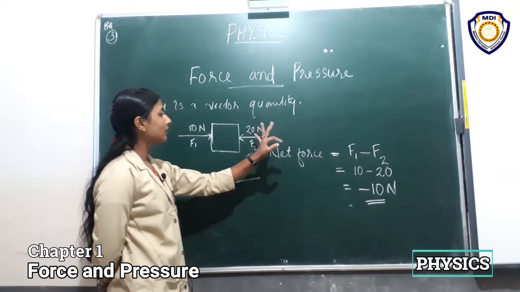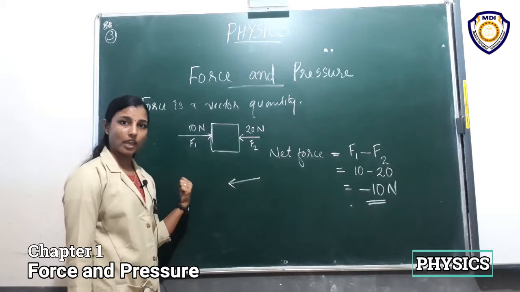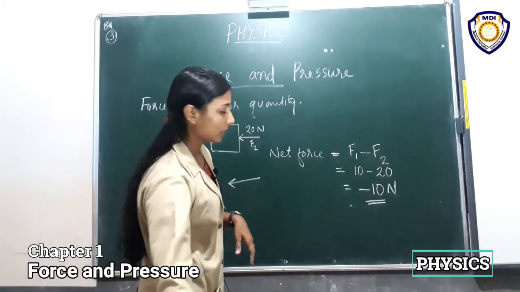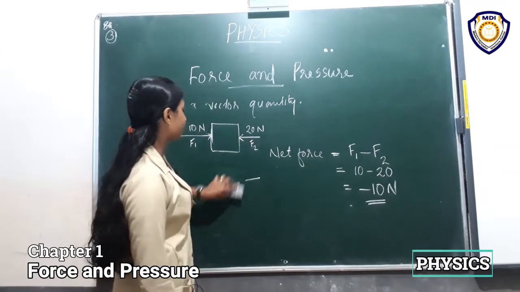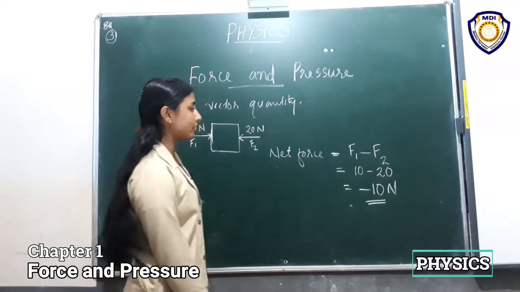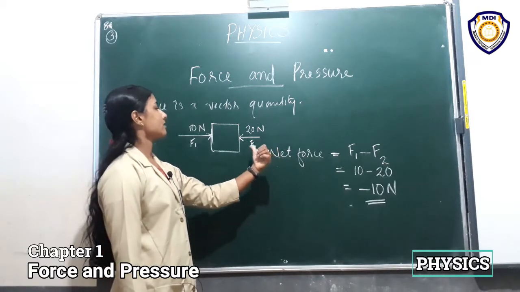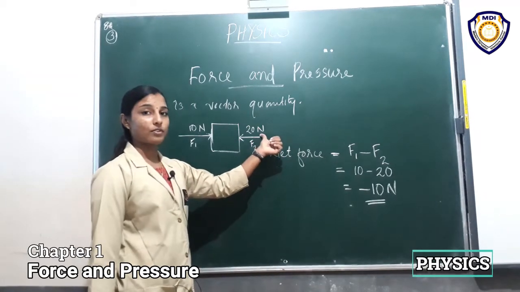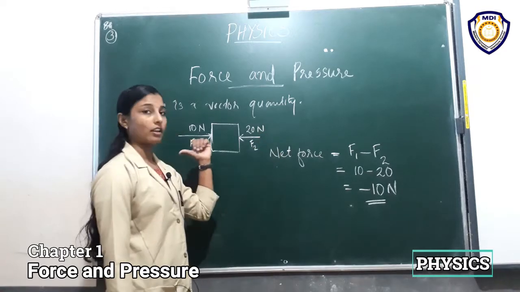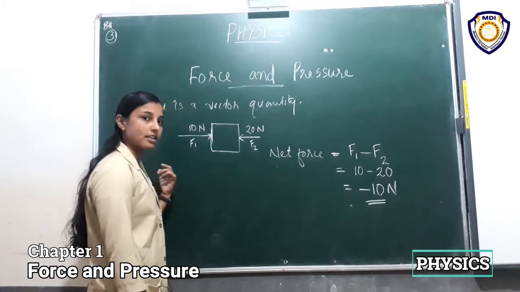This sign indicates the force is acting in the negative direction, okay? That means the box will move in this direction, because force is a vector quantity, right? The box will move in the direction in which more force is applied compared to the other direction. So, the box will move in this direction.